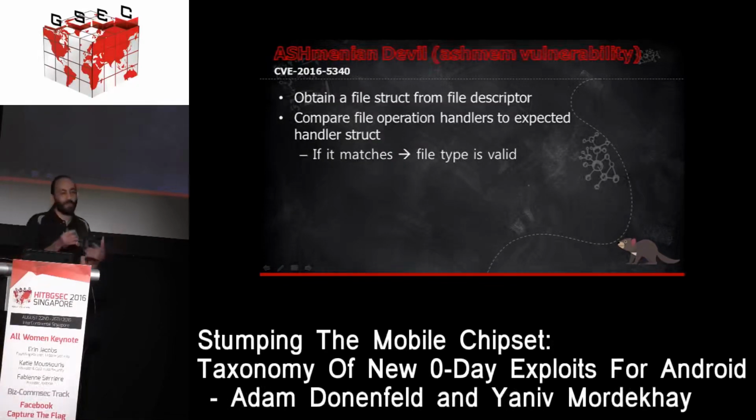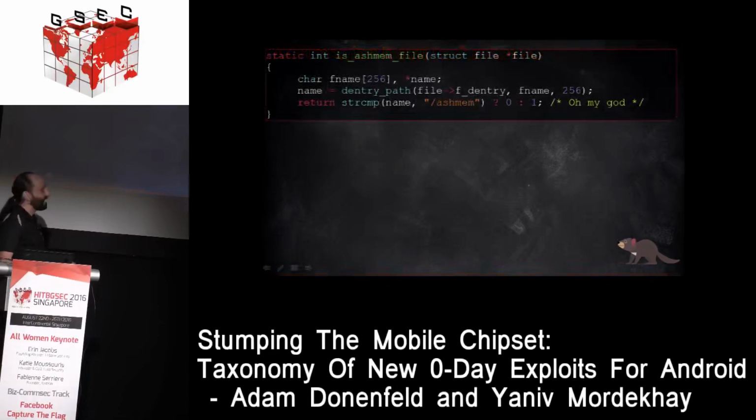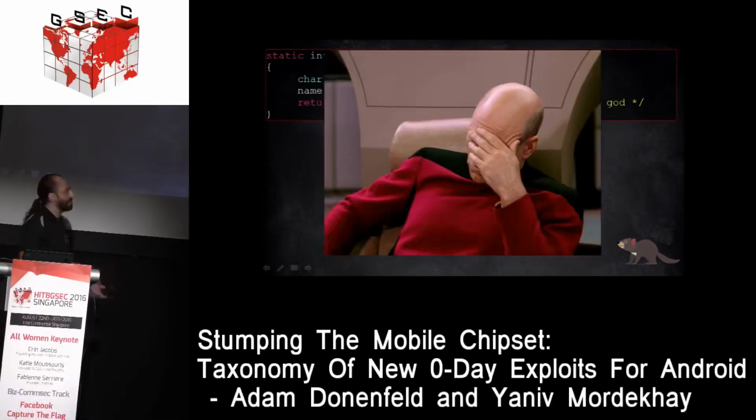You know, you have to compare pointers, and I understand them. They decided to take a shortcut. They just assumed that if a file is called ashmem, then probably it's an ashmem. What else could it be?